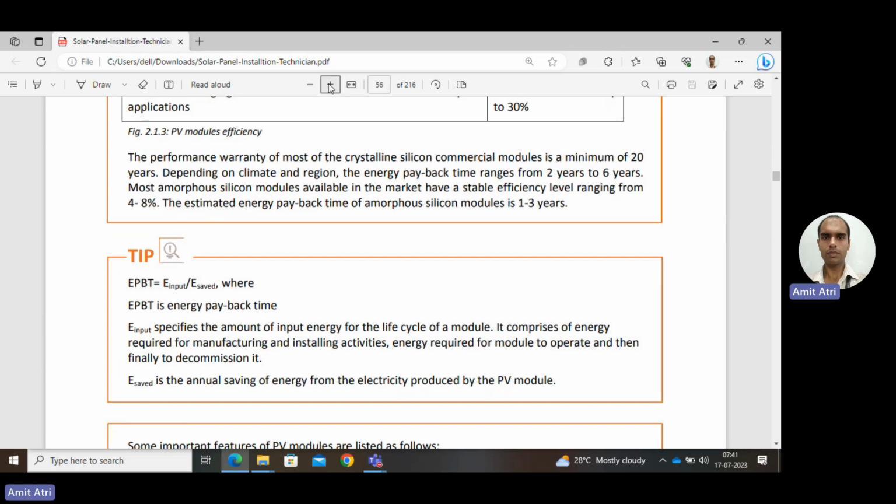So what is this energy payback time? That is energy input upon energy saved. Energy input consists of all of the energy required from manufacturing to installing, then operating, then decommissioning it. All of that is input energy. Then output energy is the annual saving of energy from the electricity produced by the PV module.